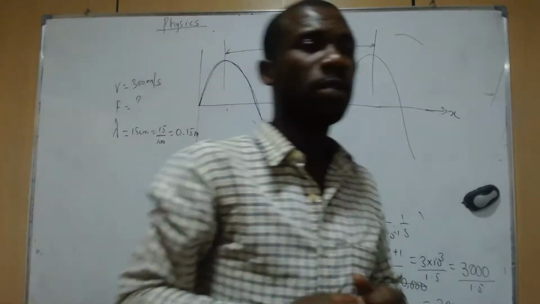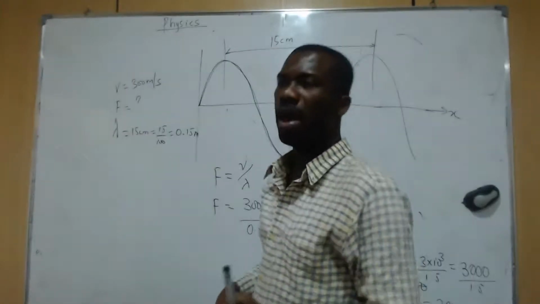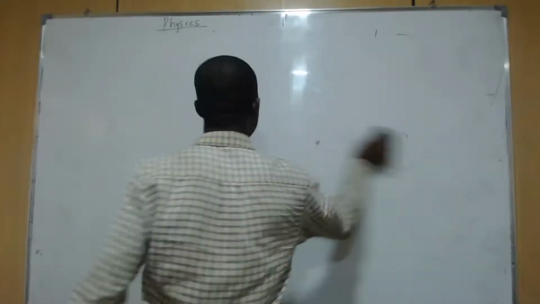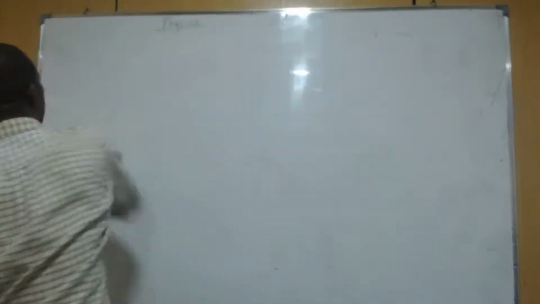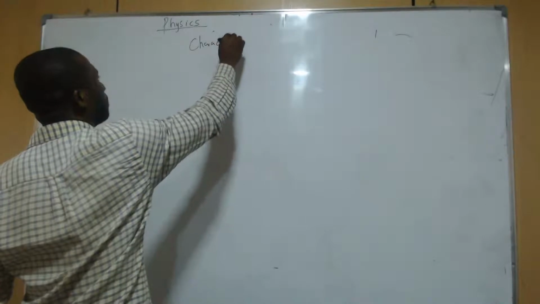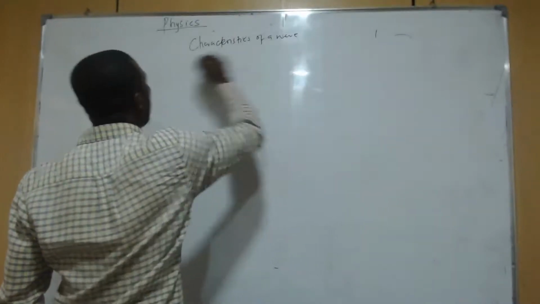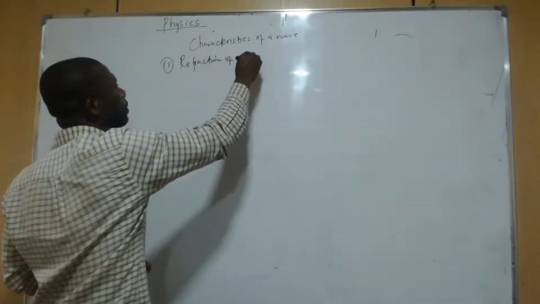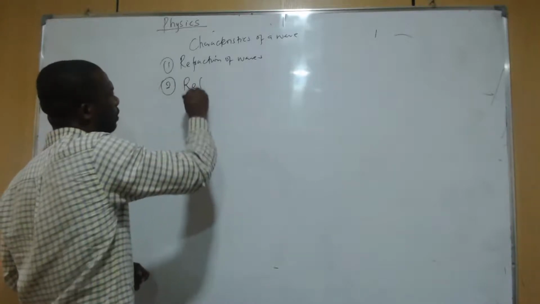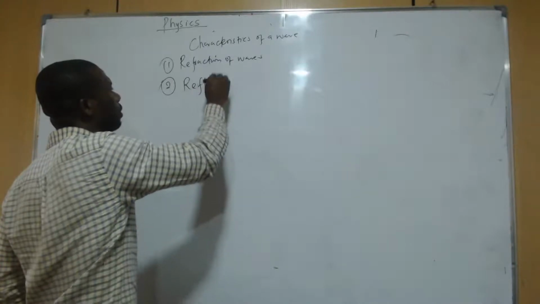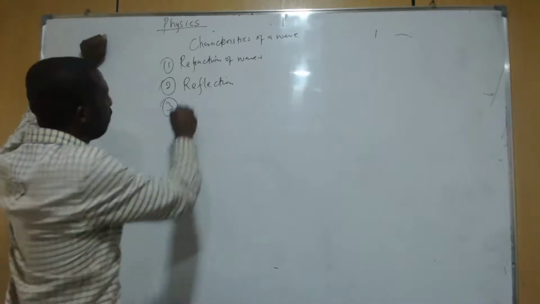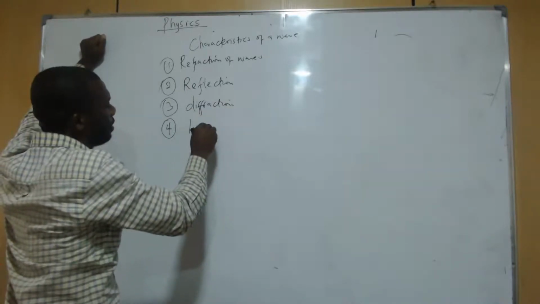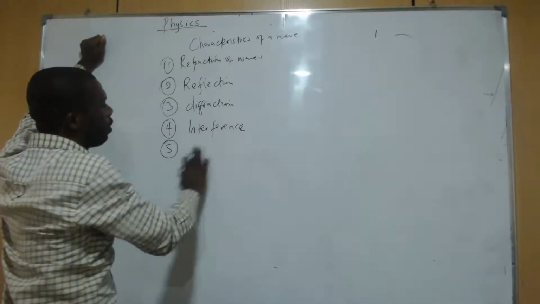Now let us talk about the characteristics of a wave. Wave, as we all know, has numerous characteristics. A wave refracts. Characteristics of a wave: 1. We talk of refraction. Refraction of waves. 2. We talk of reflection. 3. We talk of diffraction. 4. We talk of interference. 5. We talk of polarization.